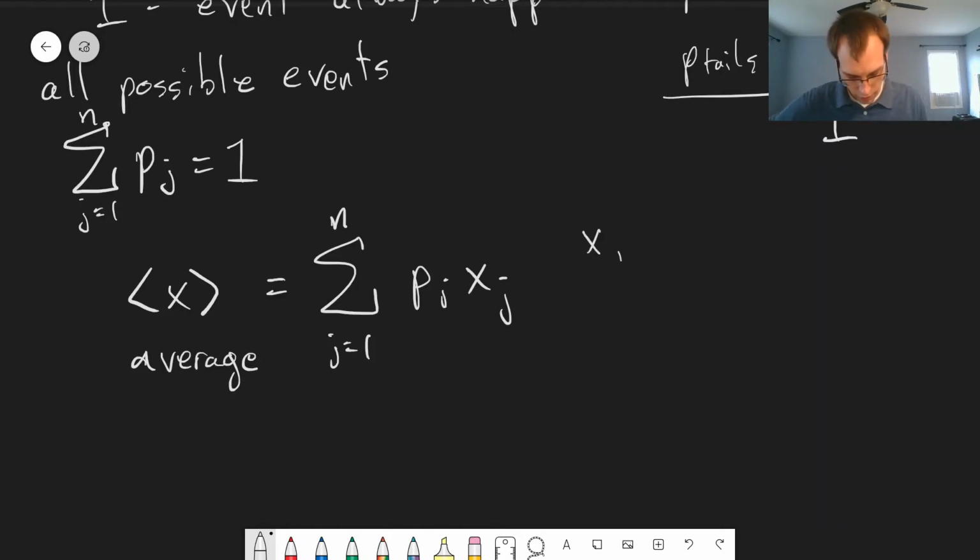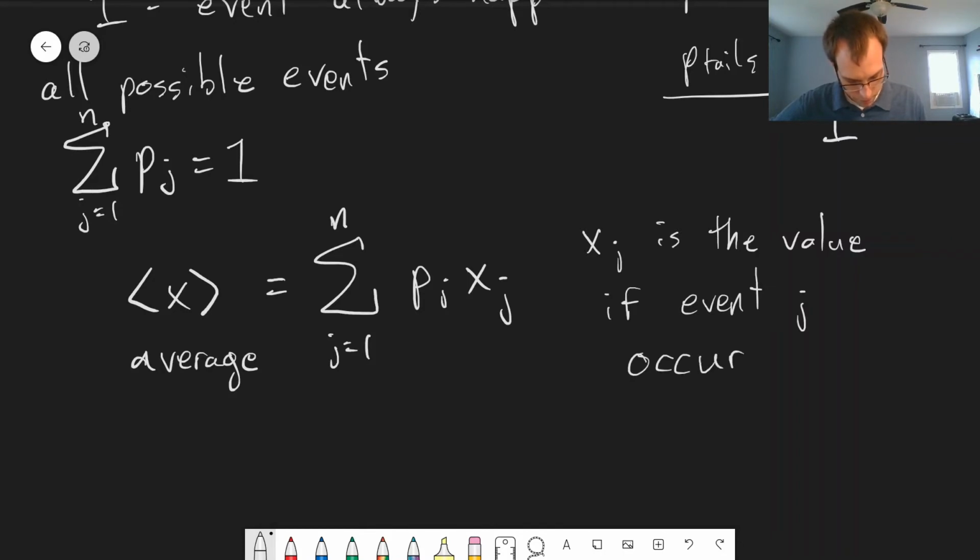Again here, x sub J is the value if event J occurs. So this doesn't quite work for the heads and tails, so we have to assign some values to the heads and tails, but same idea here.